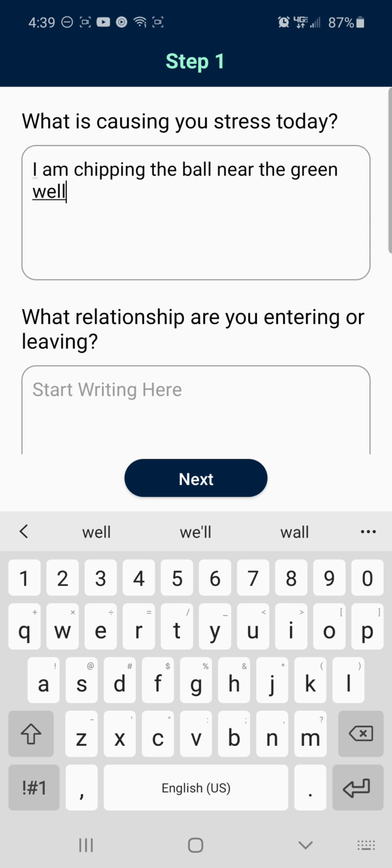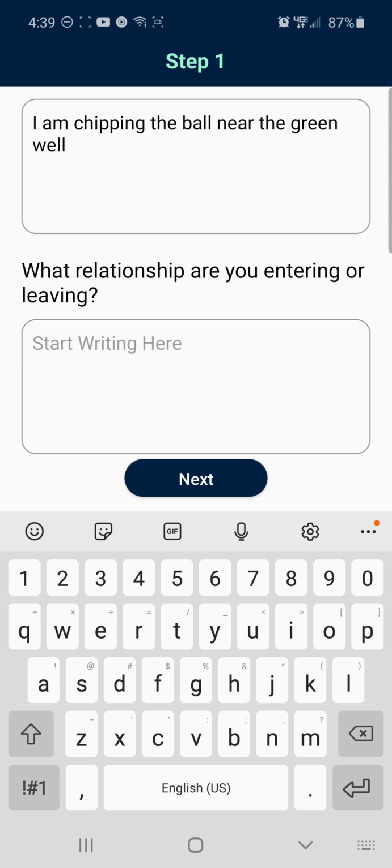And the relationship he has is with his sand wedge, which he chips with. It could be with any club, but let's use sand wedge here.